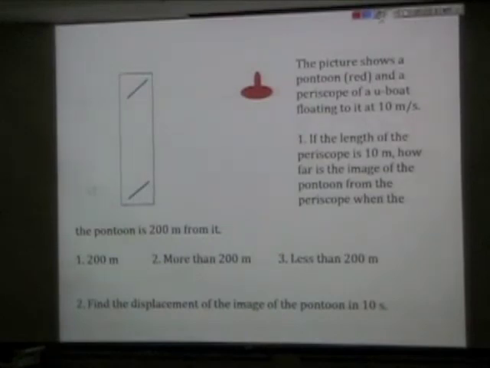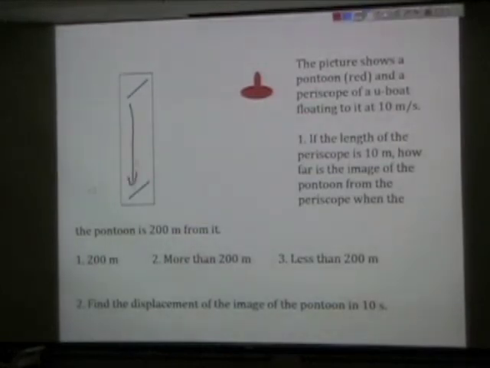Now, here. Well, this is the surface of water. Actually, you don't have this question in your handout, because I made it up just last night, and the handout was printed out yesterday morning. And this is a periscope. So it's traveling underwater towards this pontoon. And let's answer the first question.